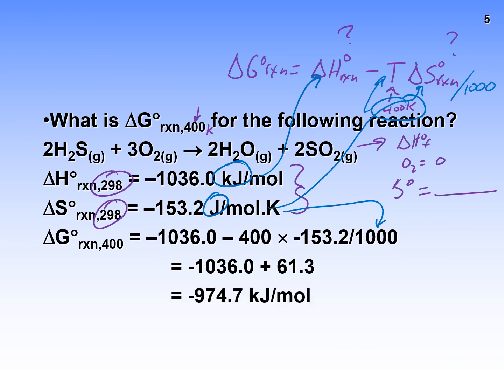This gives me a delta G naught of my reaction of negative 974.7 kilojoules per mole. This tells me this reaction is spontaneous, because as we know, delta G naught when negative is a spontaneous system. So this is a spontaneous reaction here, which is kind of neat.